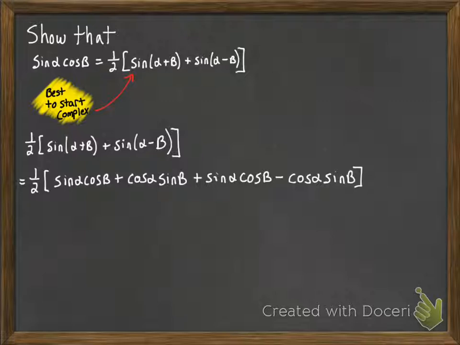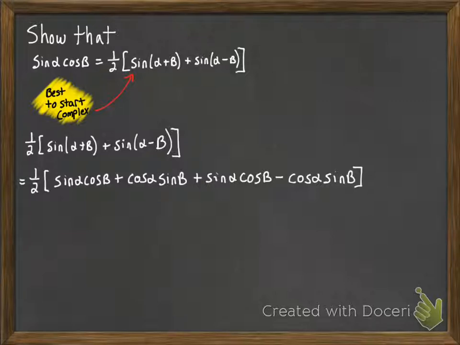Now at this point you may want to stop the video and see if you can work that out. All we've done at this point is use the identity for sine of alpha plus beta and the identity for sine of alpha minus beta. And see if you can follow that problem through to completion.